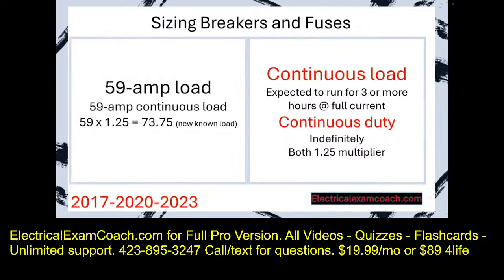Let's do an example. Let's take our 59 amp known load from before, and let's imagine that it was told to us that it's a 59 amp continuous load. What we would do is take our 59 amps, multiply it by 1.25, and then we have a new known load of 73.75. That old load is gone. The 59 is gone. The 73.75 is our new known load. And that's what we would go size our breaker and subsequently our wire by.